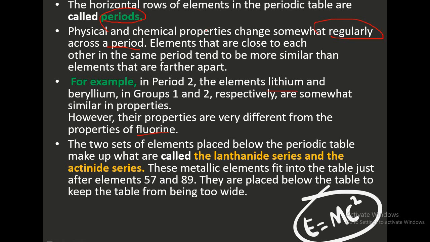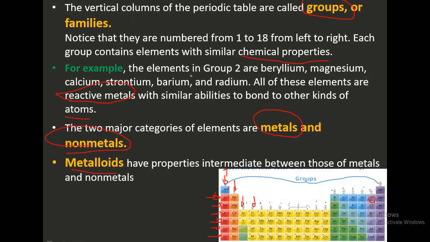Elements that are close to each other in the same period tend to be more similar than elements that are farther apart. So lithium and beryllium are similar in chemical and physical properties, similar but not exactly the same, but different from fluorine.